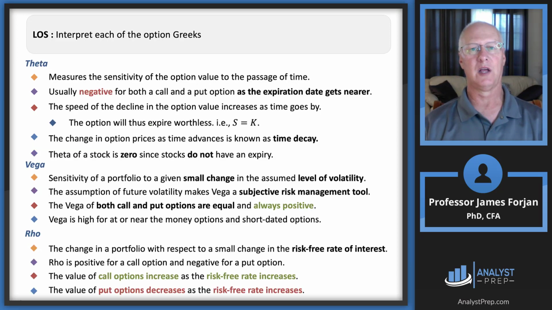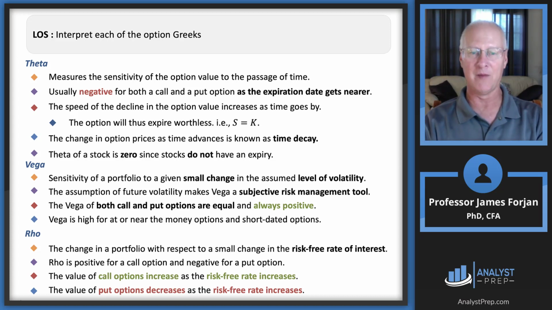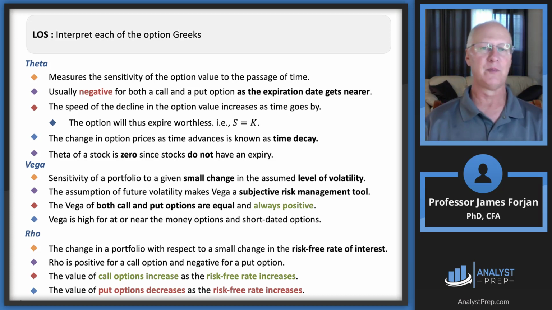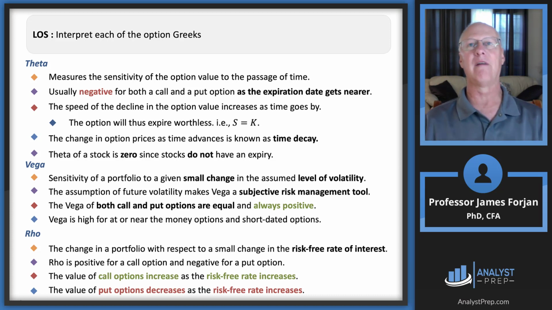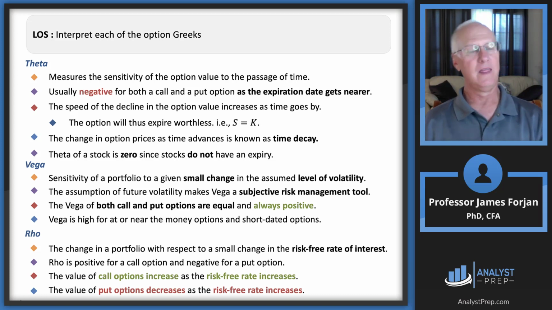Theta, passage over time. There's that fourth diamond point known as time decay. Theta of a stock is 0, so they don't have any expiration dates. Usually negative as the expiration date gets closer. All right, we said that earlier. Vega, sensitivity of the portfolio given a small change in the assumed level of volatility. And by the way, this is the most difficult input. It's the fifth input, right, in our model, but it's also the most difficult to either observe or estimate. In fact, there are tons of people out there who are making tons and tons of money because they have proprietary standard deviation models that can be used as more accurate predictors of what the actual volatility is than the competition.